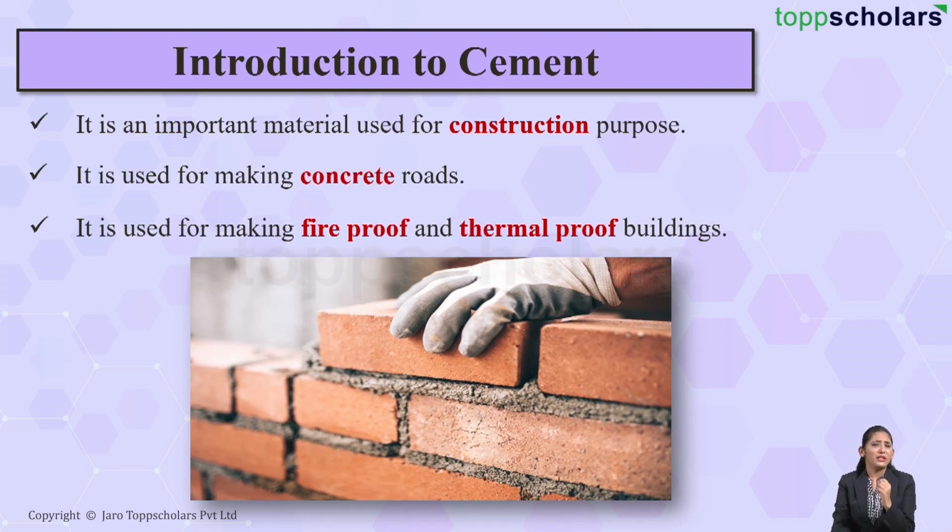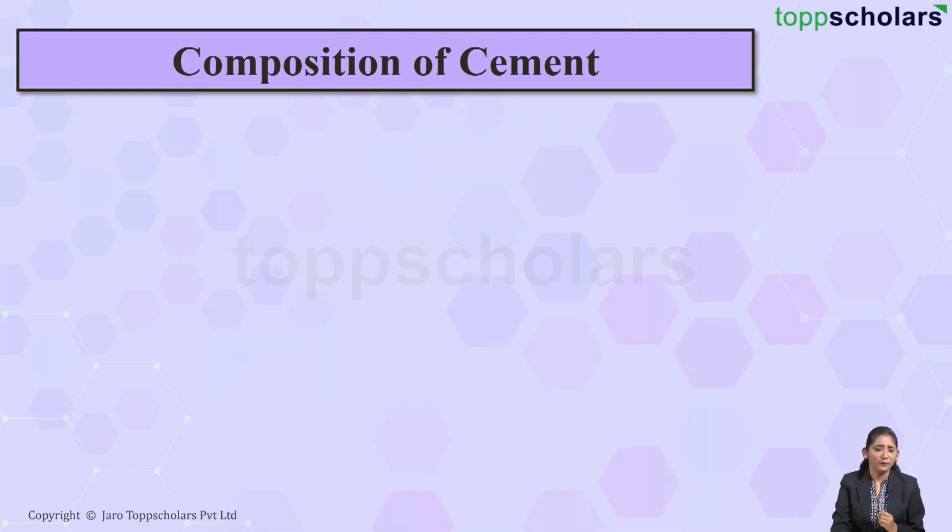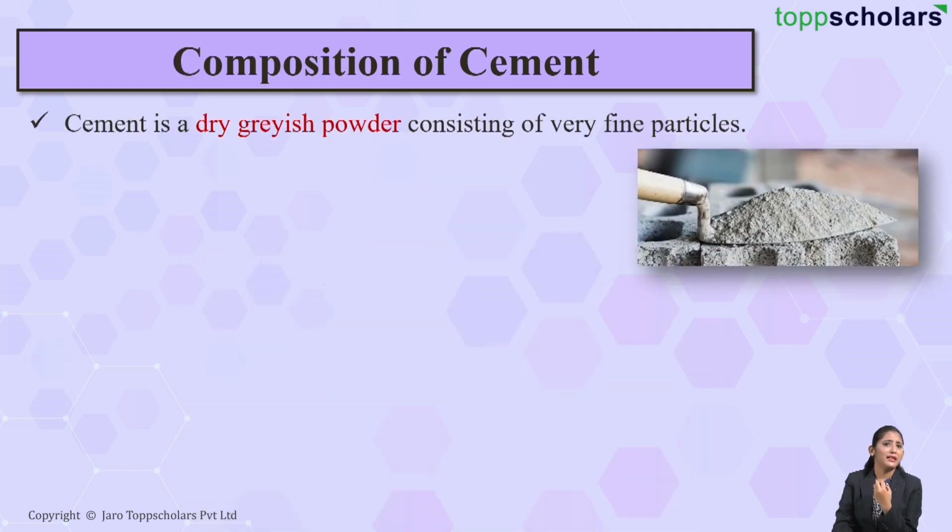But friends, what is this cement actually made up of, right? Now if you look at cement, cement is a dry greyish powder, right, which is made up of very fine particles, right? But what is this cement actually made up of? What is the cement actually composed of?